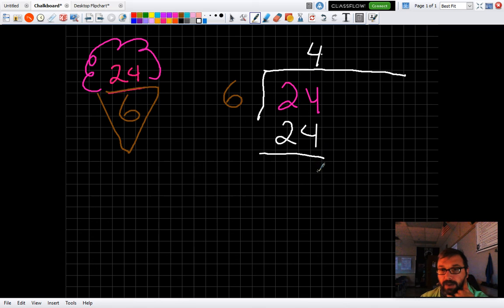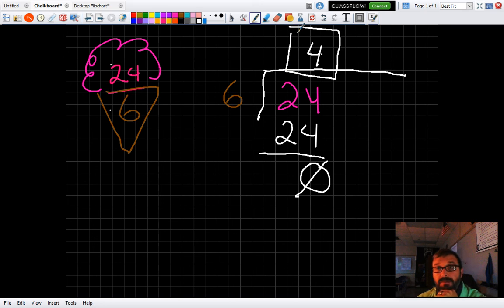24 minus 24 is 0. So I have no remainder. This means I have no little parts left over. None. I have no fractions. I only have a whole number. In this case, 24 divided by 6, which is exactly what I'm asking here, is simply 4. That's it. No fractions, no mixed number. It's a whole number. So if you get 0 as your remainder when you're converting an improper fraction, you have a whole number, and that is that.